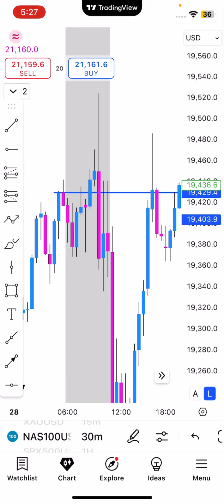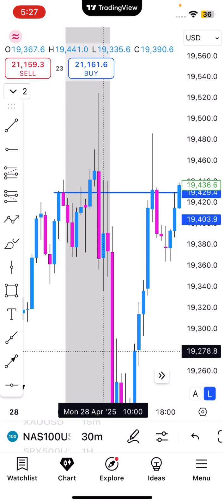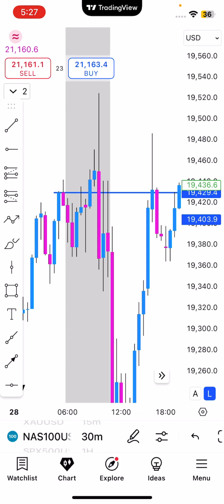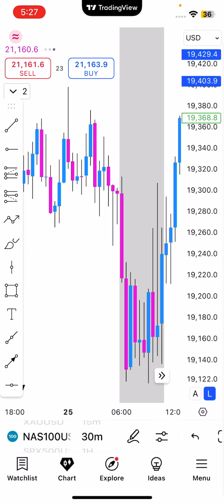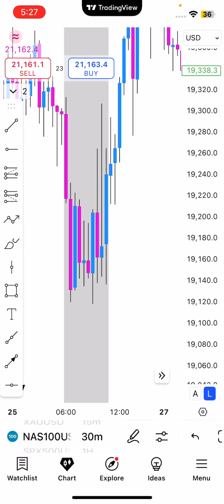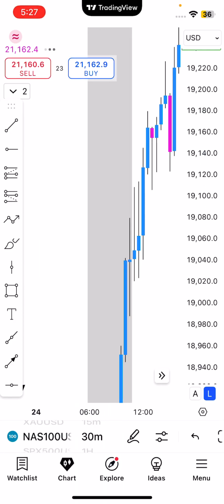This is an HNS level here. Price respected it at 10 o'clock. It's outside our trade time too, so you might have missed that as well. This is a double bottom. I don't like trading that, so I wouldn't take it.